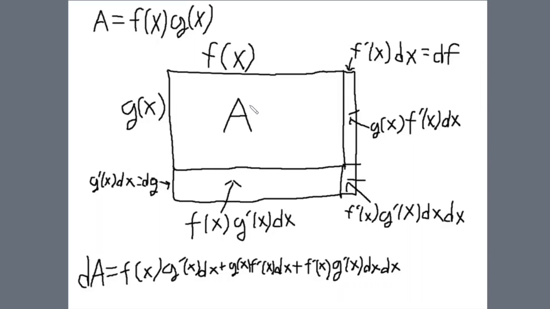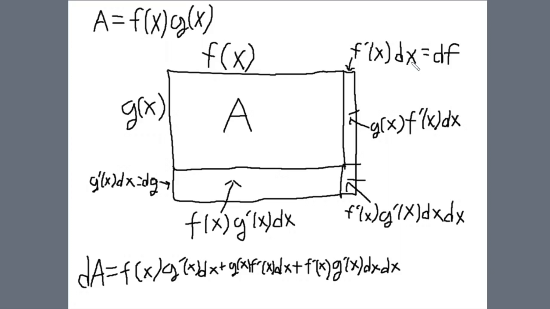To answer that, let's look at what happens to the area when x increases. So as x increases, f of x, or the length of this side, increases by f prime of x times dx, because f prime of x is the rate at which the function f increases with respect to x, and dx is the very small change in x. So f prime of x times dx is the change in f.